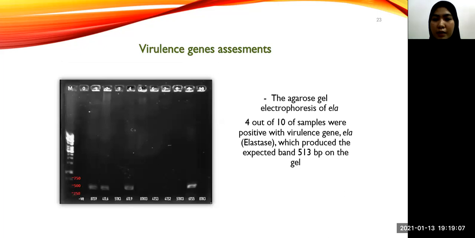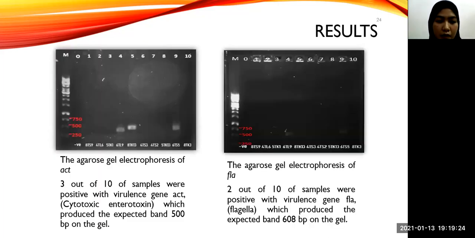So this is the virulence genes assessment. As you can see here, 4 out of 10 samples were positive for the virulence gene elastase, which produced the expected size of 513 bp on the gel. On the agarose gel for cytotoxic enterotoxin, 3 out of 10 samples were positive for this virulence gene, with an expected band of 500. For flagella, the agarose gel electrophoresis was positive in 2 out of 10 samples, which produced the expected band of 608 bp on the gel.